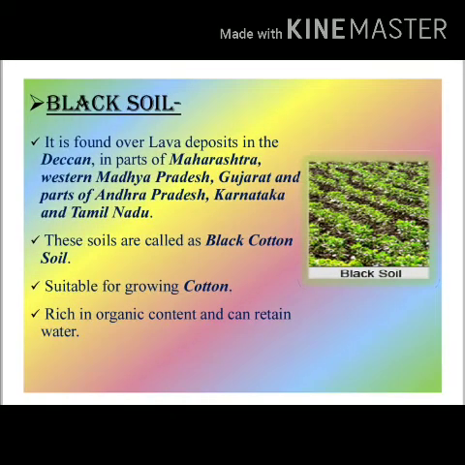Black soil. It is found over lava deposits in the Deccan, in parts of Maharashtra, western Madhya Pradesh, Gujarat, and parts of Andhra Pradesh, Karnataka, and Tamil Nadu. These soils are often called black cotton soil as this soil is suitable for growing cotton. Locally, they are called regur. These soils can retain water and they are very rich in organic content.